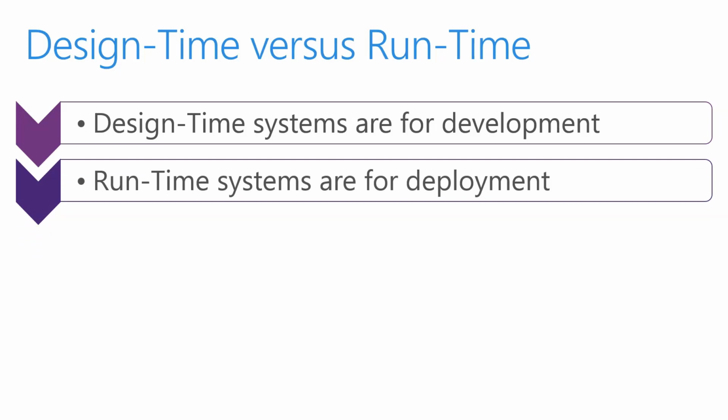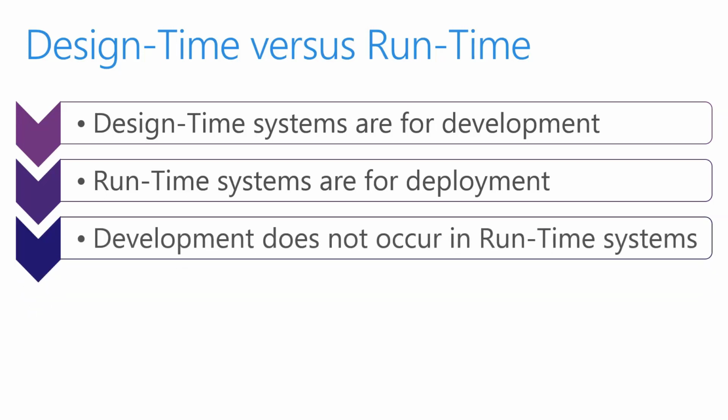A runtime system is a system where changes to the application have already been compiled and deployed to the environment. Runtime systems do not support source code access, so development changes cannot be made directly on a runtime system. An example of a runtime system is a production environment.